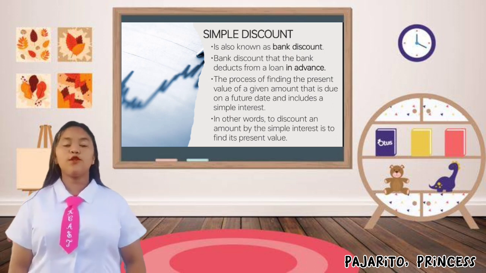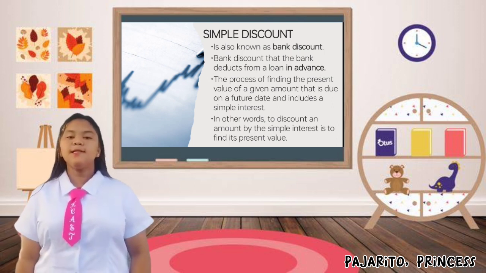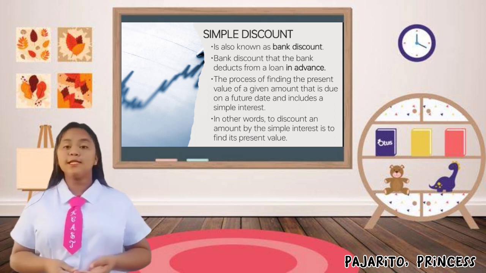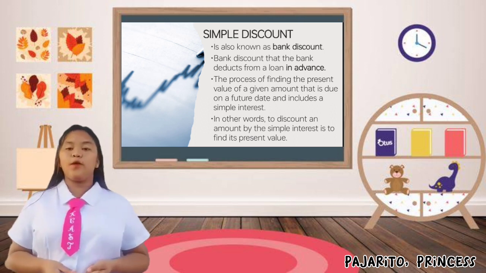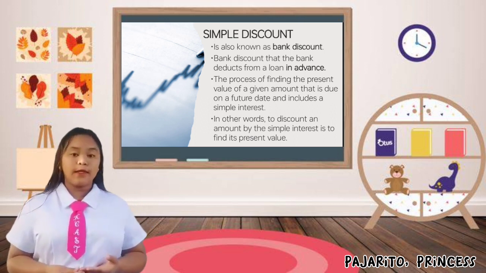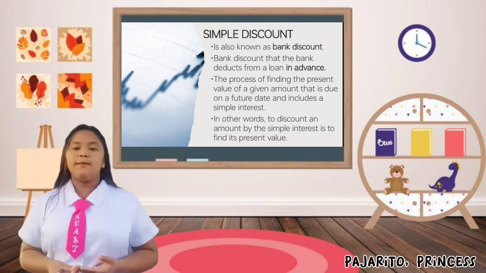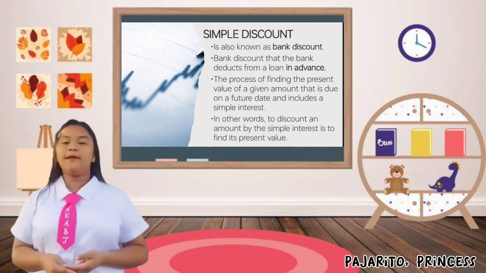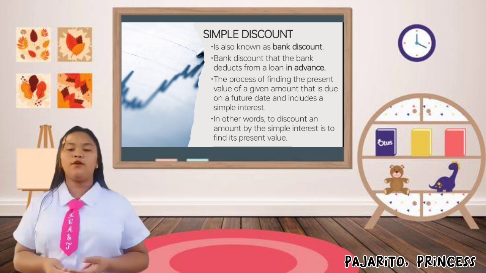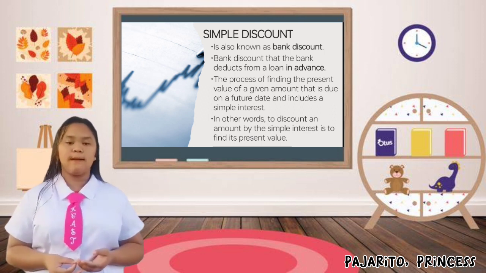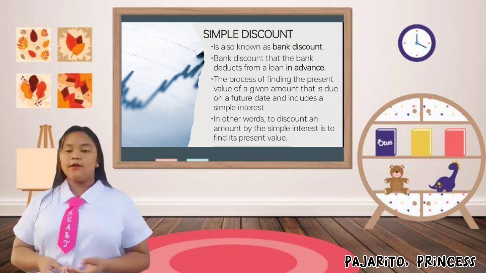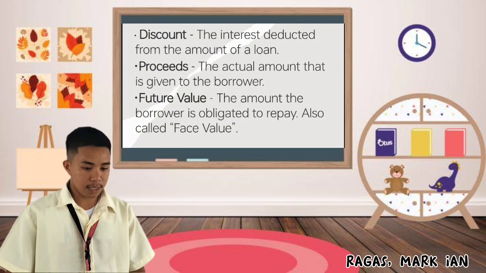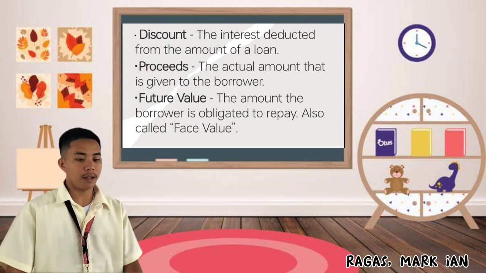Simple discount is also known as bank discount. Discount that the bank deducts from a loan in advance. So it means that in simple discount, the bank deducts the interest in the beginning of the loan. The process of finding the present value of a given amount that is due on a future date and includes a simple interest. In other words, to discount an amount by the simple interest is to find its present value. Discount, the interest deducted from the amount of a loan.